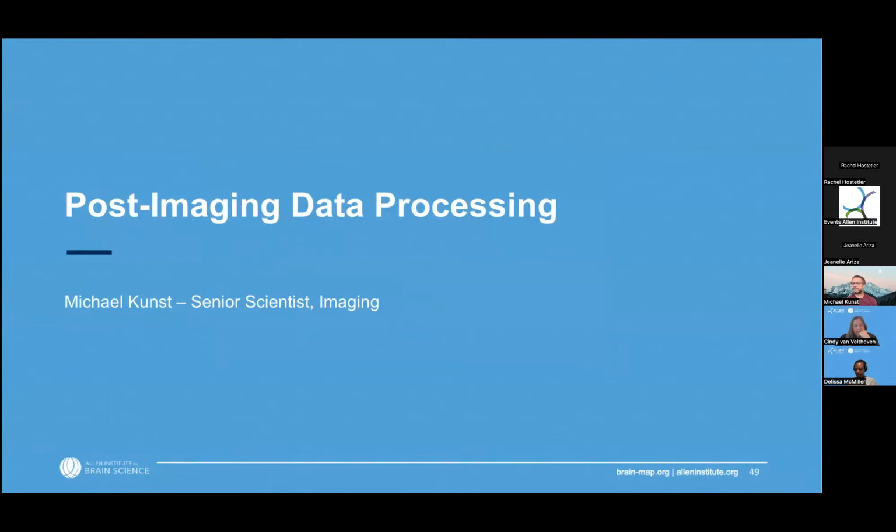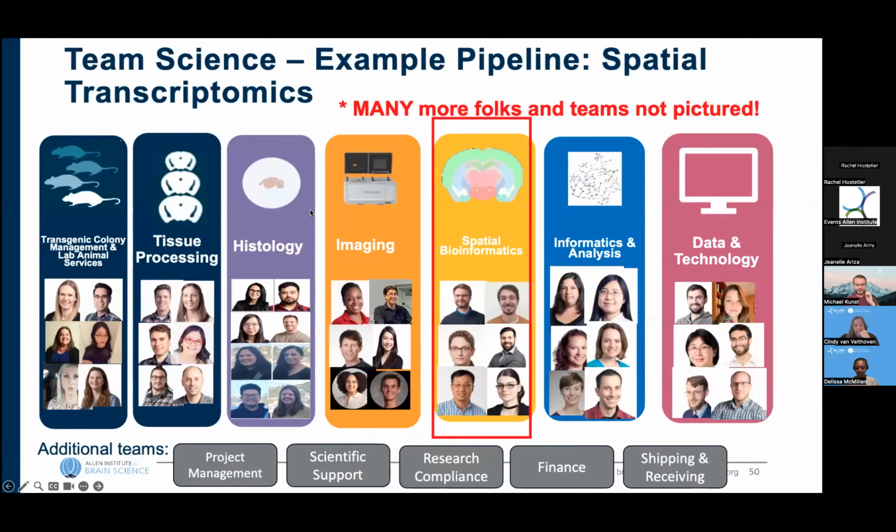All right. So hello, everybody. As Delissa already mentioned, I am Michael Kunst. I'm a senior scientist here in the imaging department, and I have the pleasure of taking the data up after all the hard work is done and then just start applying some computational tools just to make them look even prettier than they already are. So I am part of a broader group that we are loosely calling the Spatial Bioinformatics group.